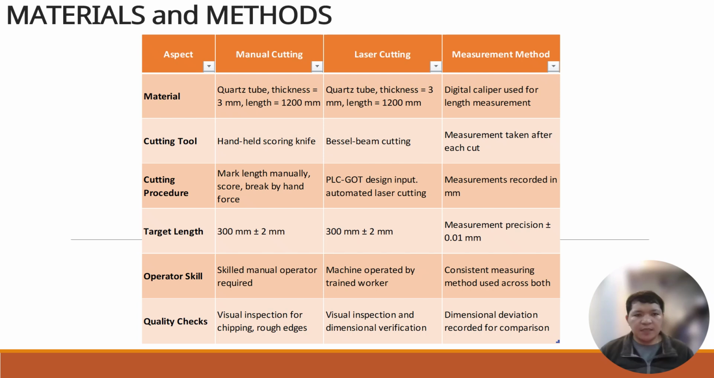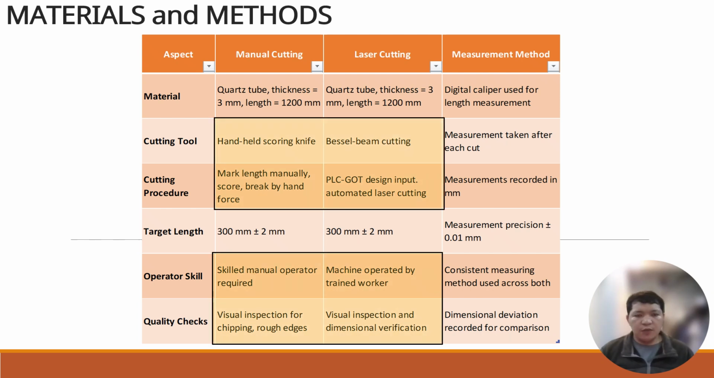So for the aspects and methods, you have these two kinds of difference versus the manual and the laser cutting. For the cutting tools, you have the handheld scoring knife, while on the laser cutting machine, we will be using the bezel beam cutting. For the cutting procedure, we will mark manually for the manual operation, while the laser cut will provide, based on the design, the PLC and the GOT design, automated in the laser machine.